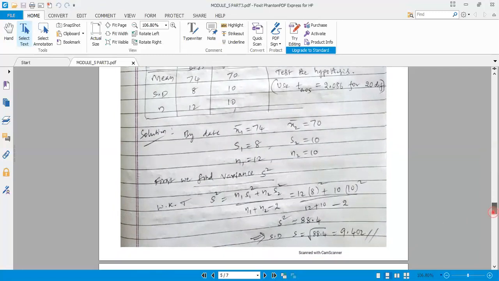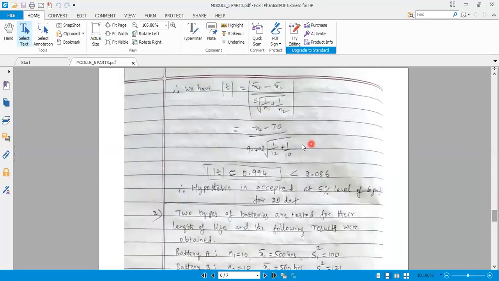Now use the statistic. Therefore, by t-test, we have x1 bar minus x2 bar divided by s into under square root 1 by n1 plus 1 by n2. So it is found to be 0.994 after substitution and simplification, which is clearly less than the table value. Therefore, we accept the hypothesis at 5% level of significance.